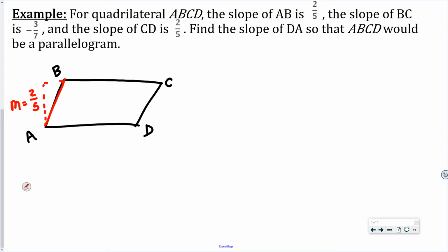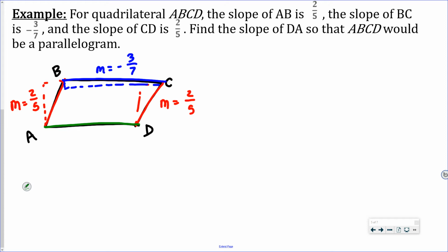We know the slope of CD is also 2/5. I'm using m because I don't want you to think it's a distance of 2/5. It's telling you the direction and the steepness of that line. That's what slope is. Okay. All right. We know that BC has a slope of -3/7. So what they want us to figure out is what the slope of this line segment would have to be in order to make this a parallelogram.